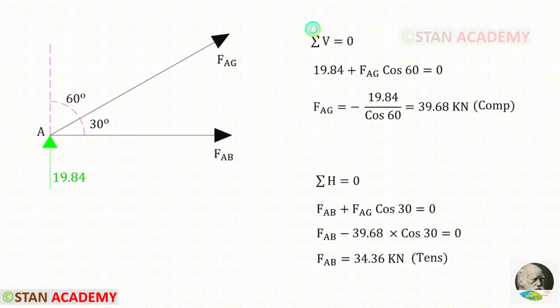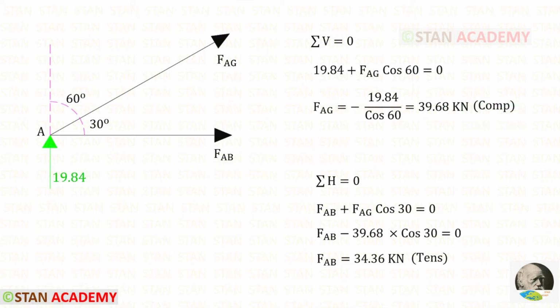First we have to apply this rule because there will be only one unknown. This is acting upwards, so it will be positive. FAG is inclined. We have to resolve it in the vertical direction. To keep it in the vertical direction, we need 60 degree. Now it is acting upwards, so it will be positive, and we have to multiply with the cos 60. For FAG, we will get a negative value, that means it is compressive.